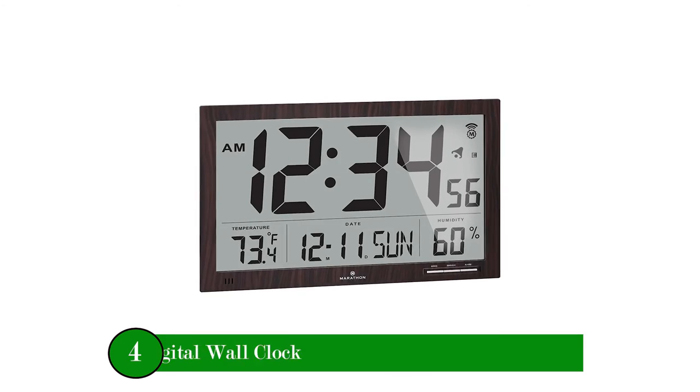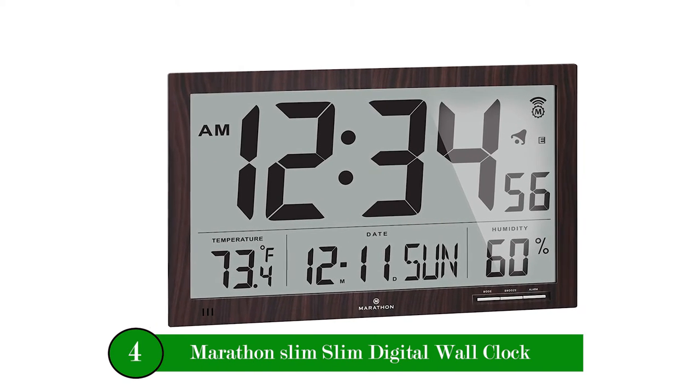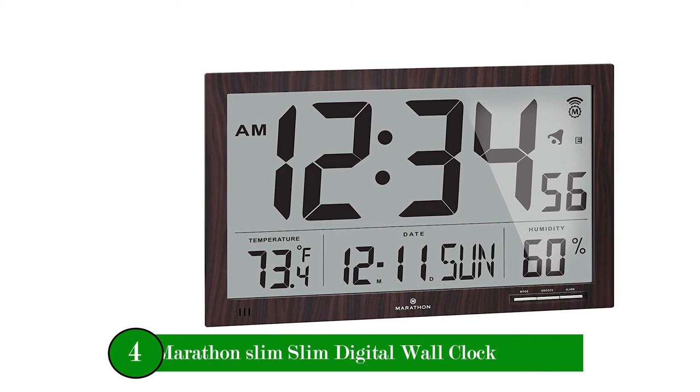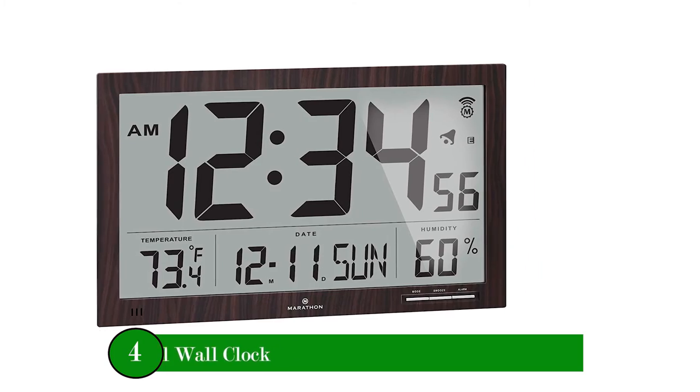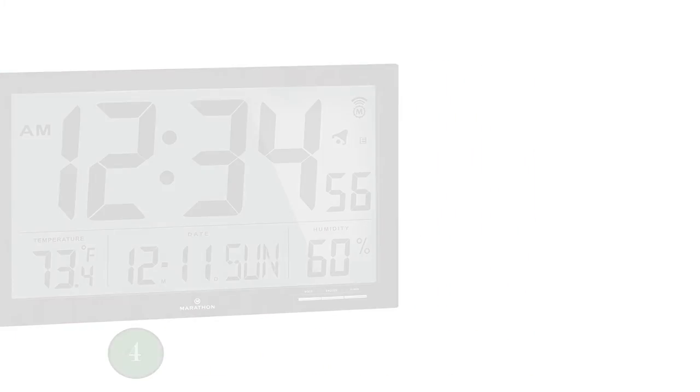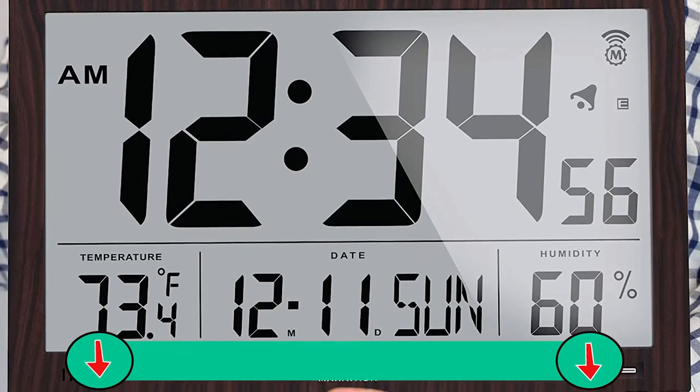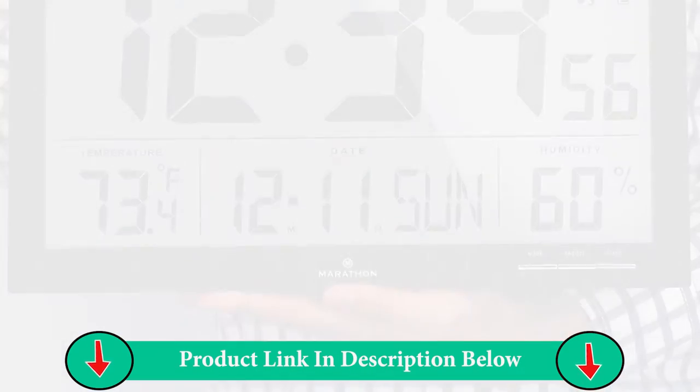Number four product. Marathon Slim digital wall clock. Self-setting and adjusting, using radio frequencies broadcast from NIST's Colorado Atomic Clock. Automatic atomic signal, it cannot be turned on or off manually.